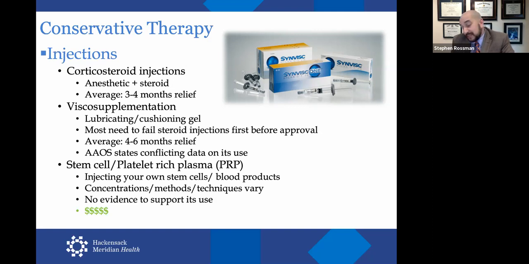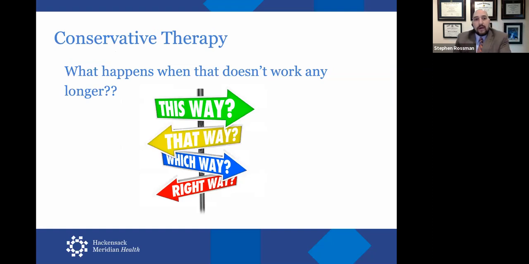And then, just really short, but this gets a lot of advertising because it makes a lot of people a lot of money, is stem cells and PRP, platelet-rich plasma, where you're injecting your own blood that gets spun down in the office back into the knee. Concentrations vary, methods vary. There's really no clinical evidence to support its use. It's usually not covered by insurance and is extremely expensive for you, the patient. Again, people market the hell out of it, but there's really no literature to support its use at this point in time.